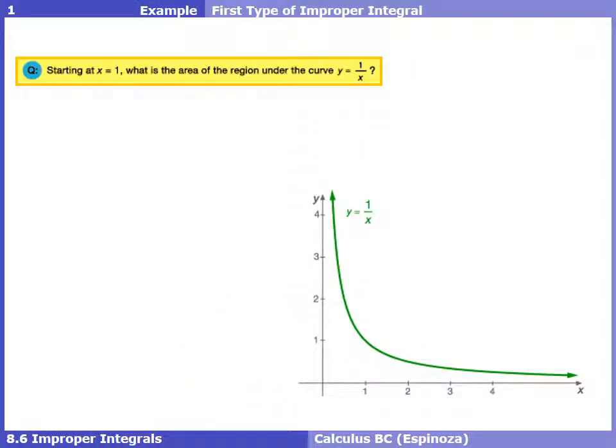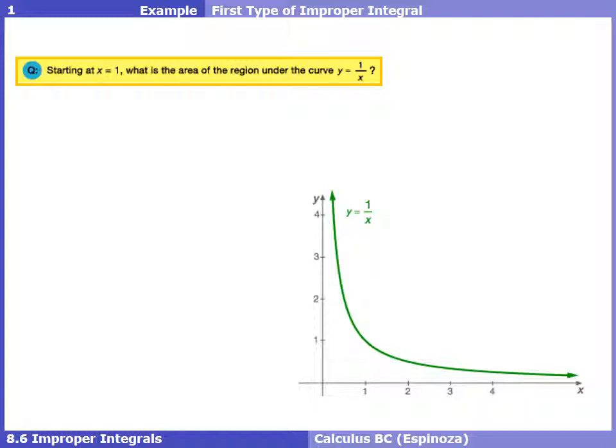Okay, so what exactly is an improper integral? Well, there are two types of improper integrals, and as the title of this slide says, we're going to look at the first type of improper integral. And to help us understand what that integral would look like, let's answer this question.